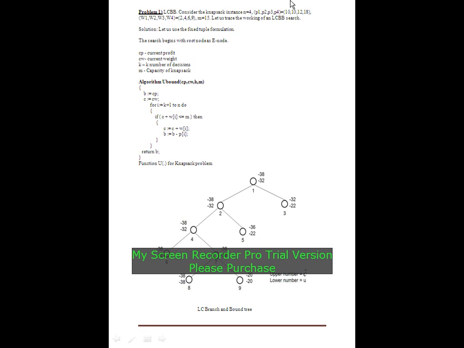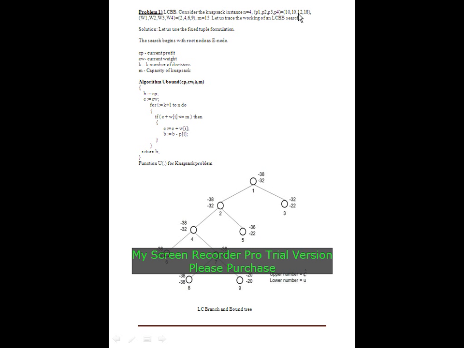So, cost is always calculated including the fractional part also until we get the M value. But U dash 1 is calculated excluding the fractional part. So, when we are excluding that fractional part, the profit value we are getting is 10 plus 10 plus 12, that is 32. So, the problem is a minimization problem. So, the values are minus 38, minus 30.